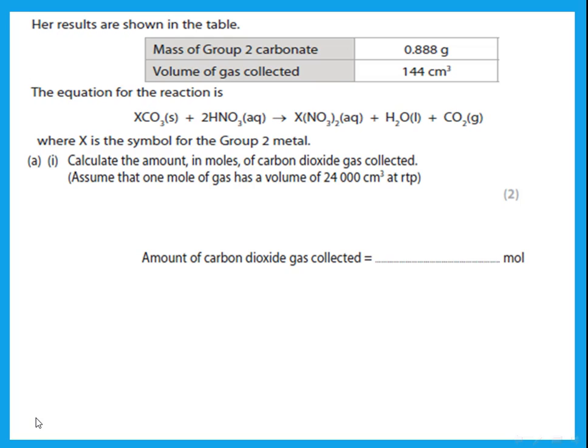So if I have the volume of gas, how do I get the number of moles of the gas? Number of moles is the volume over 24. Remember, if he gives me the volume in centimeter cubed, I have to divide it by 1,000 before I put it into the equation. So I end up with 0.006 mole of CO2 gas.